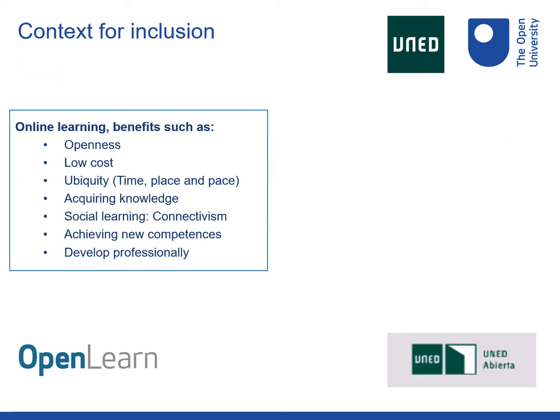A bit of context is the term of inclusion and accessibility in online learning. It has benefits for those students with accessibility needs, such as the case of openness, the low cost it has, the possibility to work at their own time, place, and pace, the opportunities this online learning offers to acquire new knowledge, as well as to connect and work with other peers, and achieve new competencies that could potentially develop those students professionally.